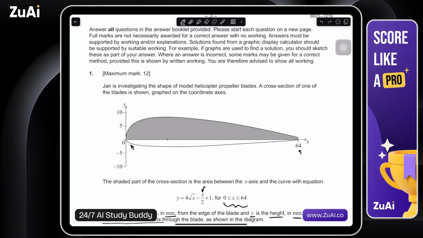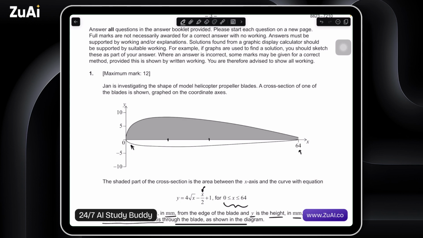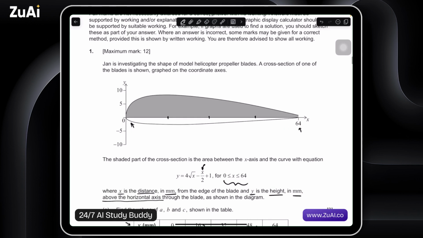Actually, I'll do this a little better. 16, 32, and 48, to essentially divide up this horizontal section of this blade into 4 equal intervals. And then what we're going to do is apply the trapezoid rule. So what can we do? I guess we can first apply the trapezoid rule, and then we'll give some background.